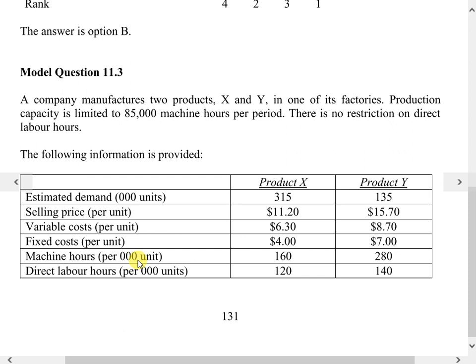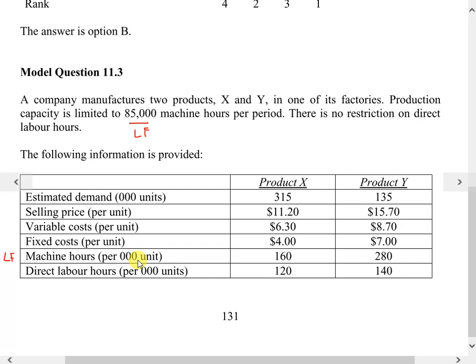The company manufactures two products, X and Y, in one of its factories. Production capacity is 85,000 machine hours, and there is no restriction on direct labor hours, implying that machine hour is our limiting factor. We have estimated demand, selling price, and variable and fixed cost per unit. Machine hour is our limiting factor, but we'll prove it later.